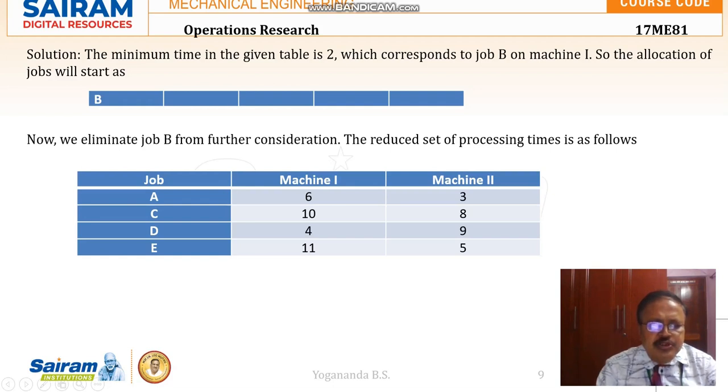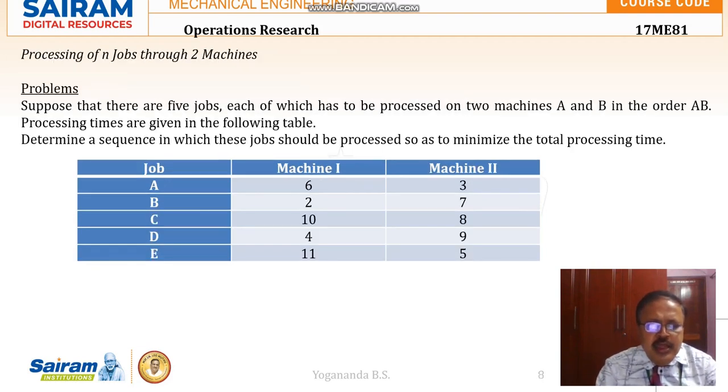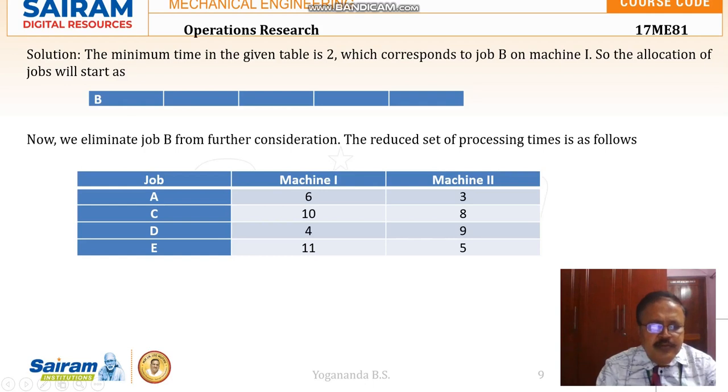If it were on machine 2, I would have placed job B at the end of the sequence, because I want the job on machine 2 which takes less time in the finishing. Initially I want to start my activity on machine 1 with the job that consumes less time. Now job B is taking less time on machine 1, so job B will be sequenced in the beginning.